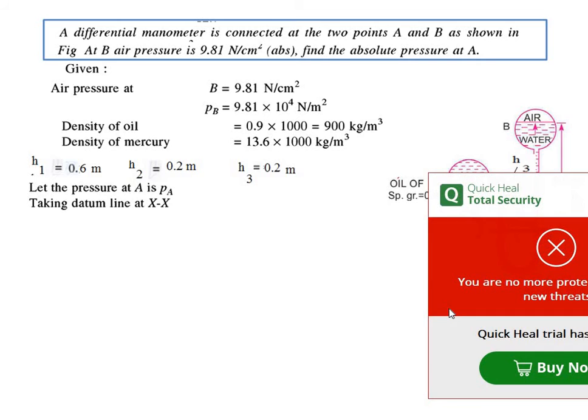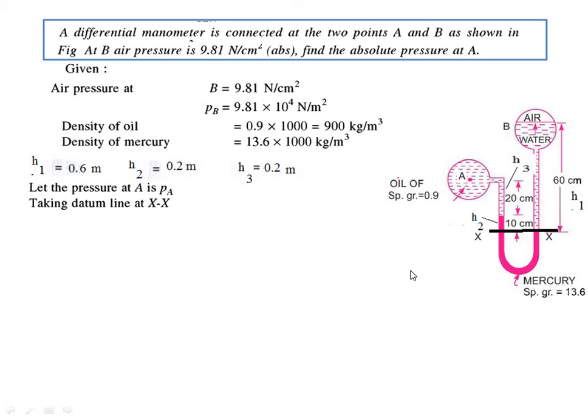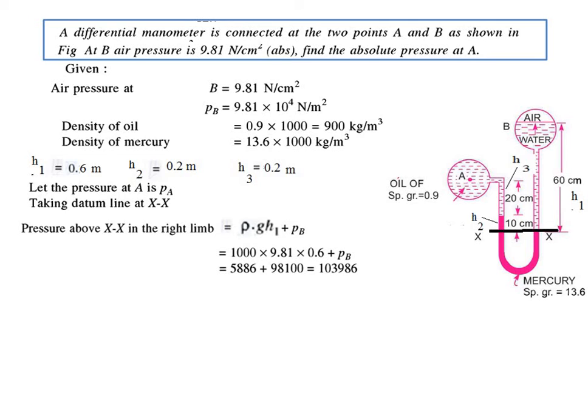So pressure at A is Pa. Taking the datum line as XX, we can write rho 1 g H1 plus Pb, which is equal to 1000 into 9.81 into 0.6 plus Pb. So nothing but 5886 plus 98100, which is nothing but 1,03,986 Newton per meter square.